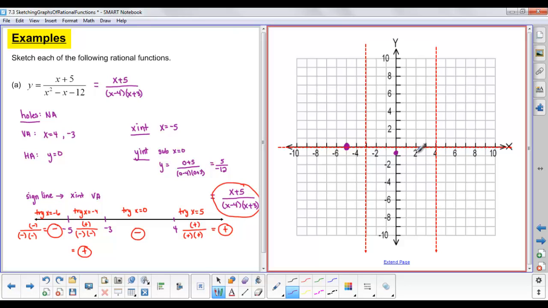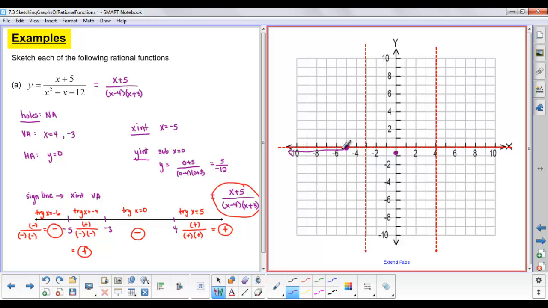Okay, so the rest of our work comes from our sign line. Now notice that anything less than -5, so our x-intercept of -5, our function must be below the x-axis, because in this sign line here, we have a negative here. So I know that the function will be below the x-axis, but because we have a horizontal asymptote, I'm going to stay fairly close to it, because our function, as it continues off into negative infinity, will be approaching this horizontal asymptote.